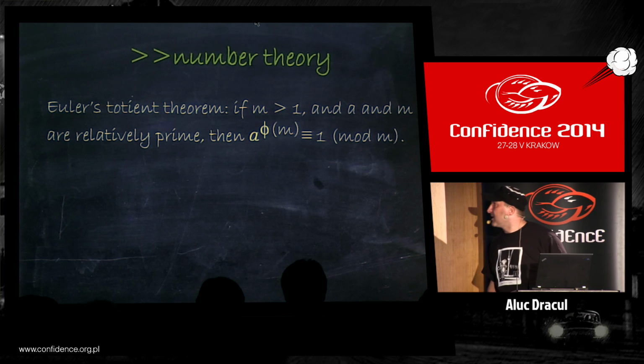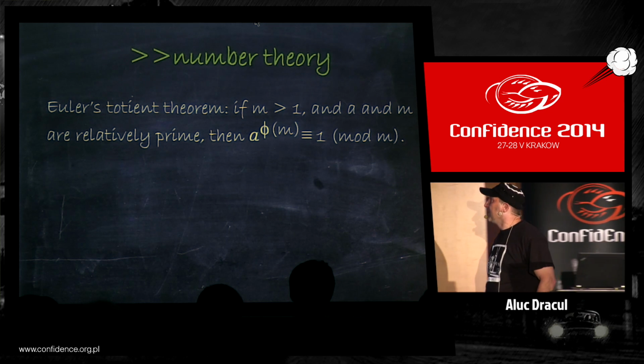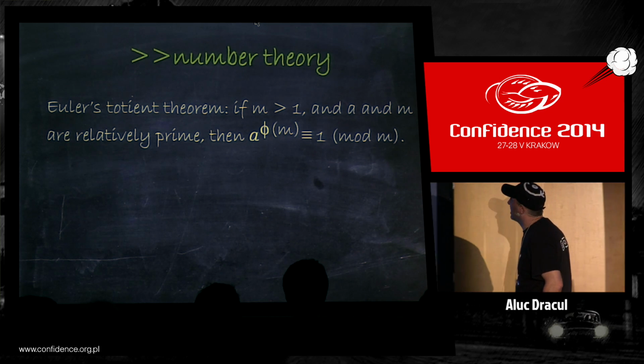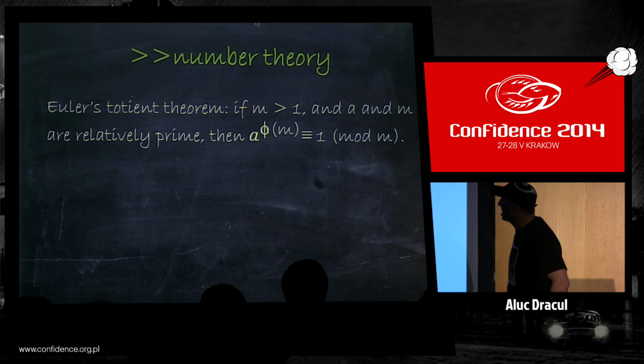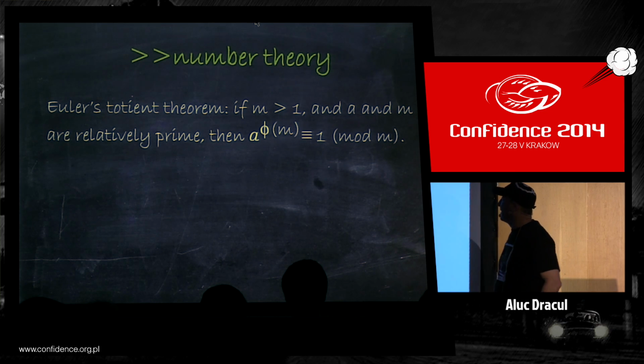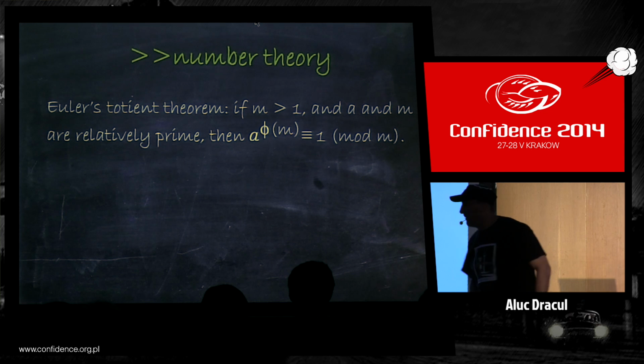So Euler's totient theorem is: if m is bigger than 1 and a and m are relatively prime, then a to the totient of m equals 1 mod m.